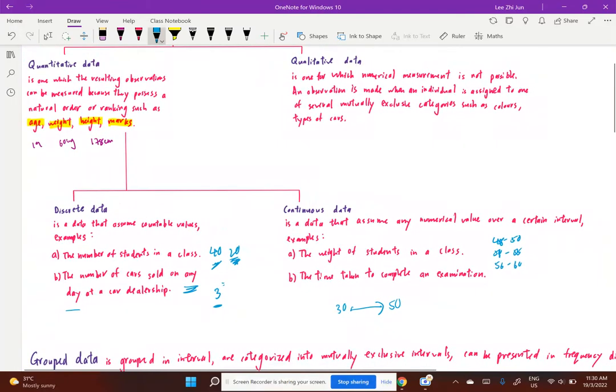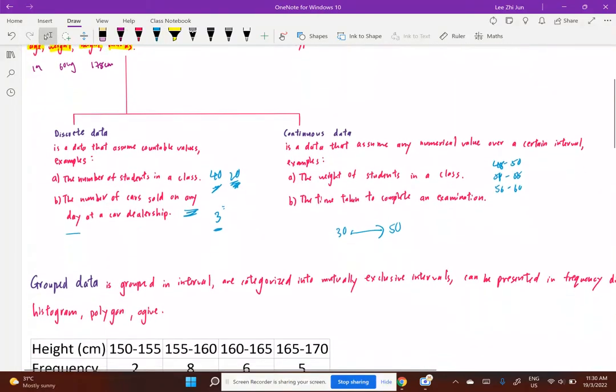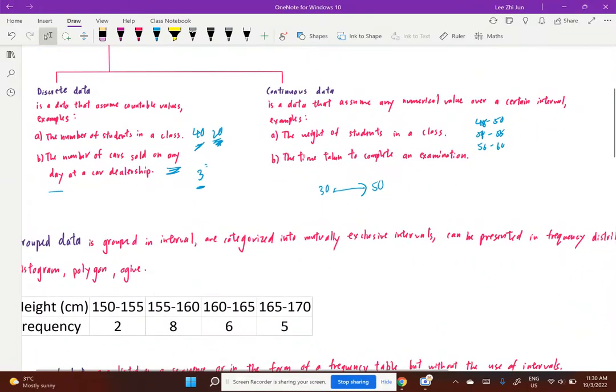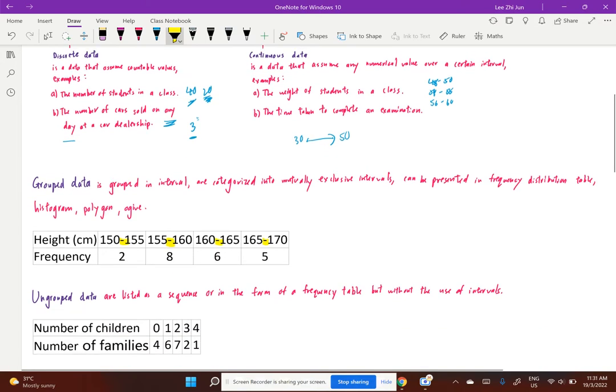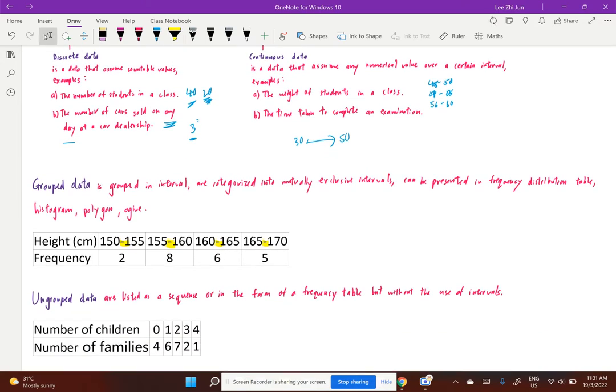And grouped data is data grouped in intervals, categorized into mutually exclusive intervals, and can be presented in a frequency distribution table, histogram, polygon, and ogive. Like this, it has the interval. While ungrouped data are listed in sequence or in the form of a frequency table but without the use of intervals. As you can see, just the numbers 0, 1, 2, 3, 4.